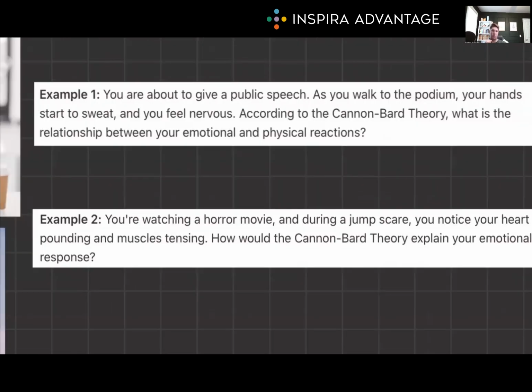Now for example 2. You are watching a horror movie, and during a jump scare, you notice your heart pounding and your muscles tensing. How would the Cannon-Bard theory explain your emotional response? Well, the theory would suggest that first, you saw the movie, and now you are going to feel fear and experience the physiological reaction of a pounding heart and tensed muscles at the exact same time.